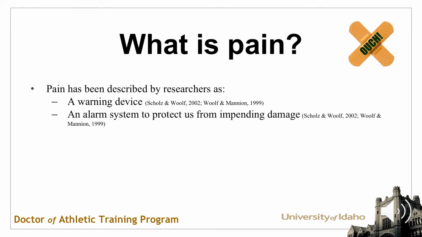So, what is pain? Simply put, pain has been described by researchers as a warning device or an alarm system to protect us from impending damage. A common illustration of this is when you put your hand out and touch a hot stove burner, your body will perceive the pain of you burning your hand, which will result in you reflexively pulling your hand away from the hot surface in order to avoid further injury.